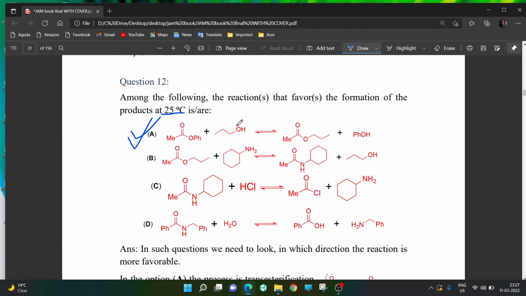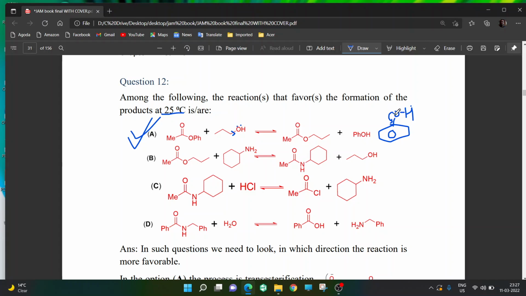So you can see here in the forward direction you are having alcohol. Alcohol is a good nucleophile compared to here. You see in the next step, in the reverse direction, you are having phenol as the nucleophile. Now phenol is not as good a nucleophile as alcohol. Why? Because here the lone pair of electrons of oxygen is getting delocalized over the benzene ring.